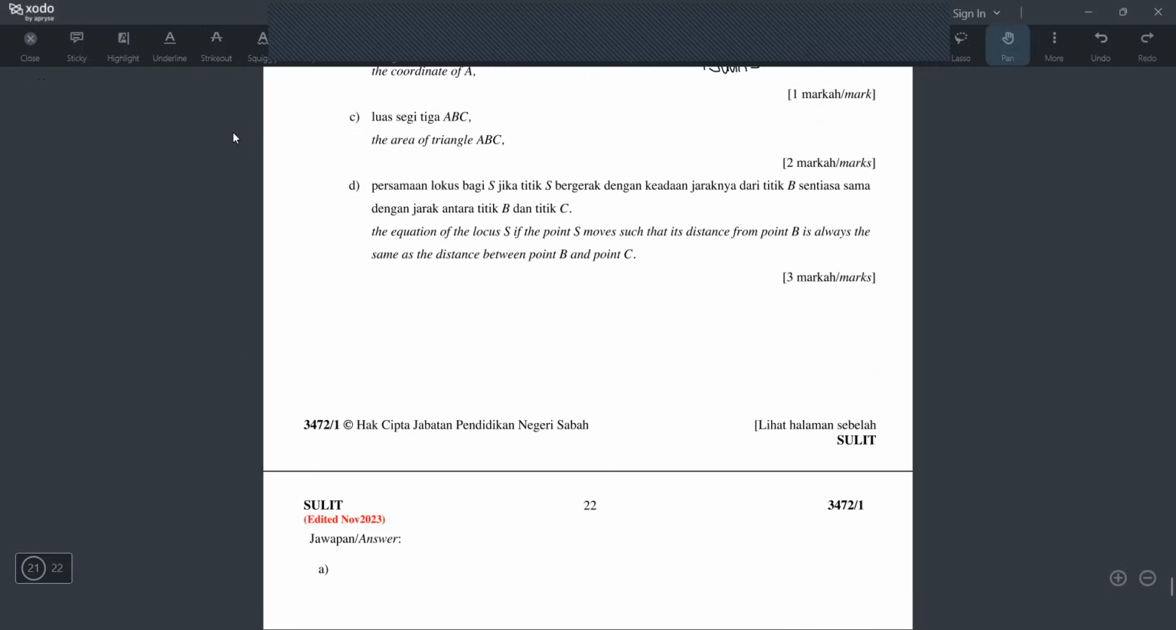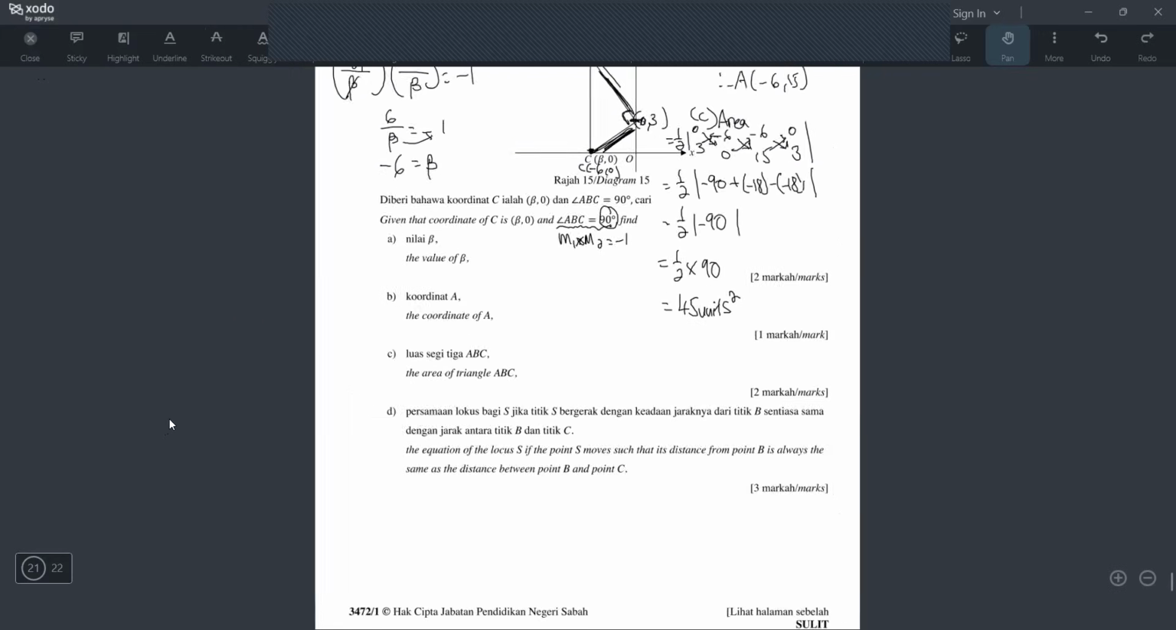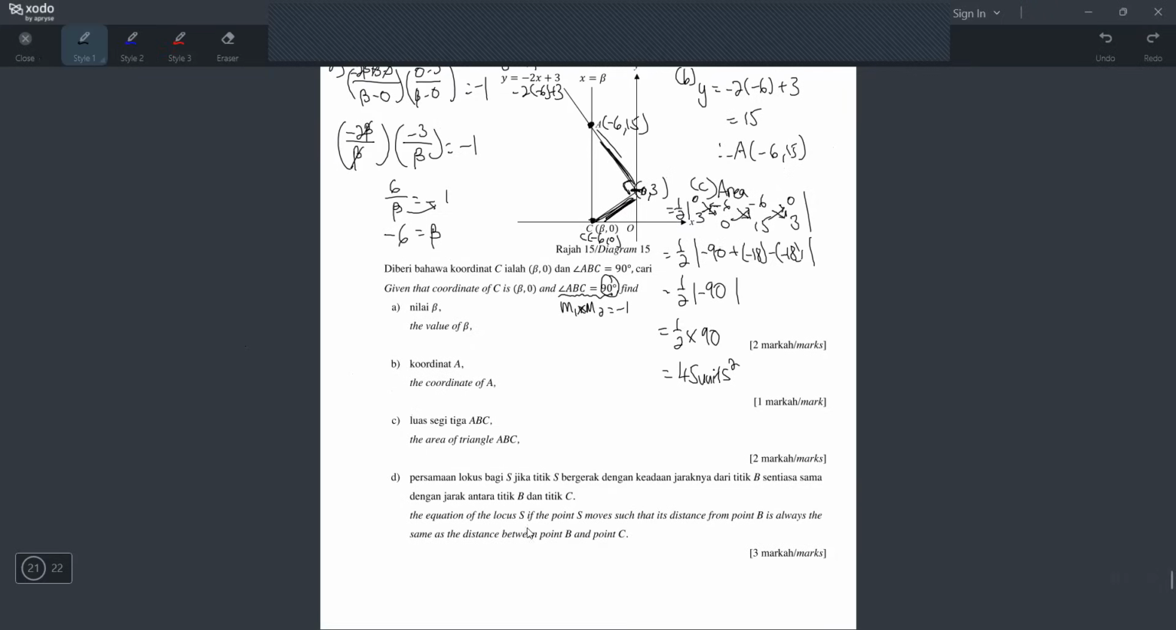Right? Okay, last question. Question D. Let's make this smaller so it's more clear. Let's read the question. The equation of locus S if the point S, okay, definitely it is talking about locus. So when we do locus, I always say what? First step is to let the moving point become XY. So if they say locus S, if the point S moves, it means S is the point that's moving. So point S later, I'll let it become XY, such that distance from point B is always the same as distance from B and C.